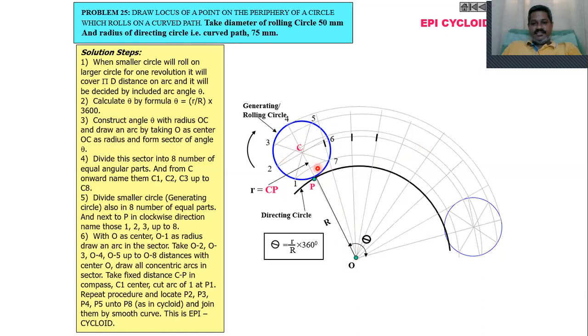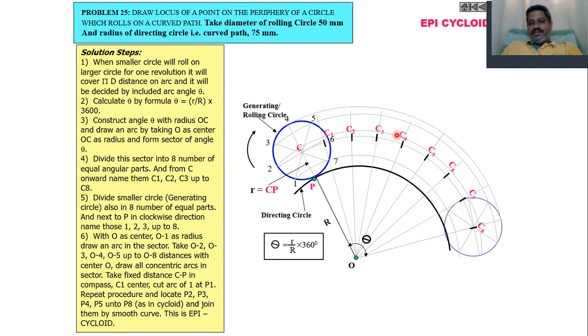Locate the centers like this, on each of which we have one concentric arc passing from the center of the generating circle. Name all those centers as C1 to C8. That means these C1 to C8 will become the centers to generate the curve or to locate the points. After locating the points, we connect all those points to get a smooth curve. We are calling that curve an epicycloid.